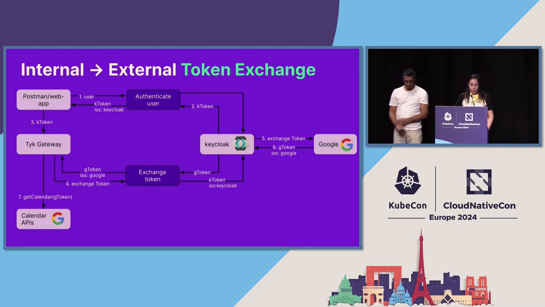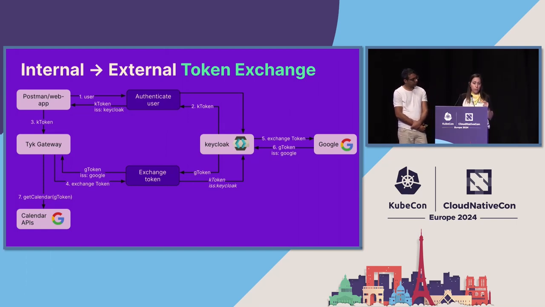First, the user authenticates with Keycloak. Then, Keycloak issues an access token to the web app. And you can see the issuer is Keycloak. Then the web app makes an API call to the API that sits behind the Tyk Gateway, using the access token it got from Keycloak. Then, in number four, the gateway does a token exchange against Keycloak, which is its identity provider, using that original Keycloak token.